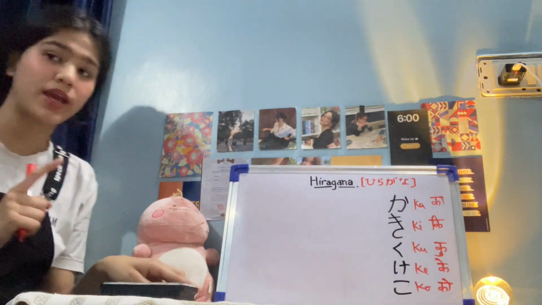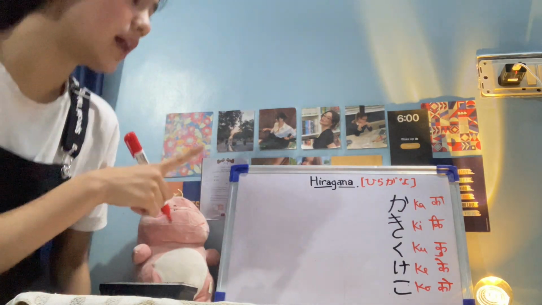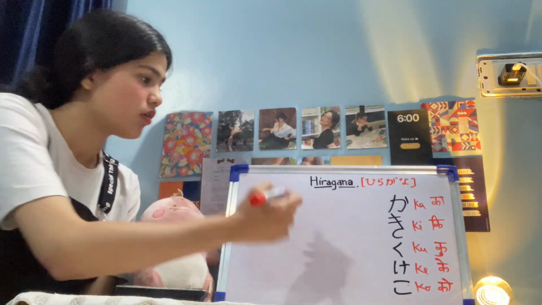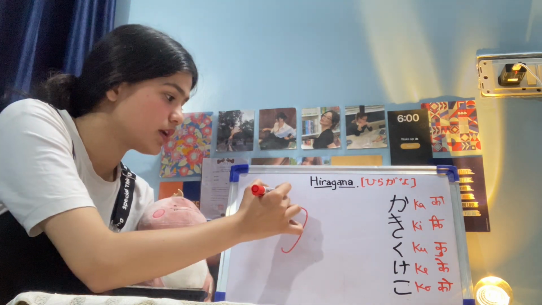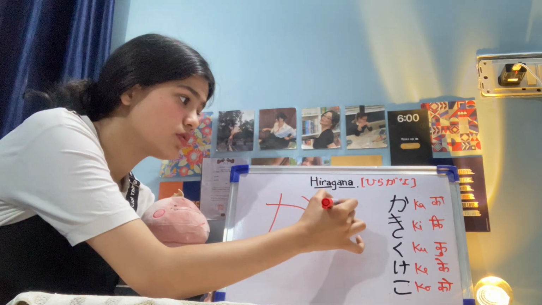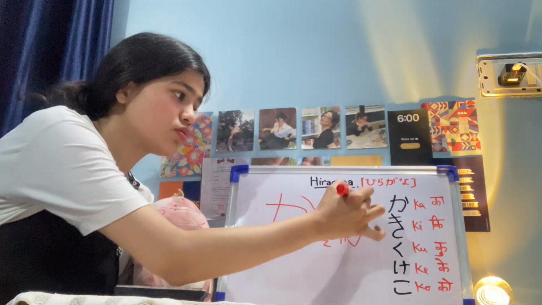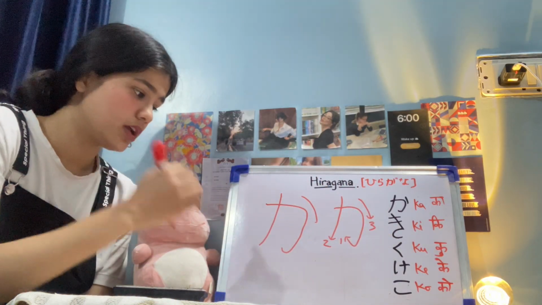Okay, so next we have the Ka line, the K line. Ka, Ki, Ku, Ke, Ko. First, the curved line, then the vertical line, and the stroke. So 1, 2, and 3. Ka.